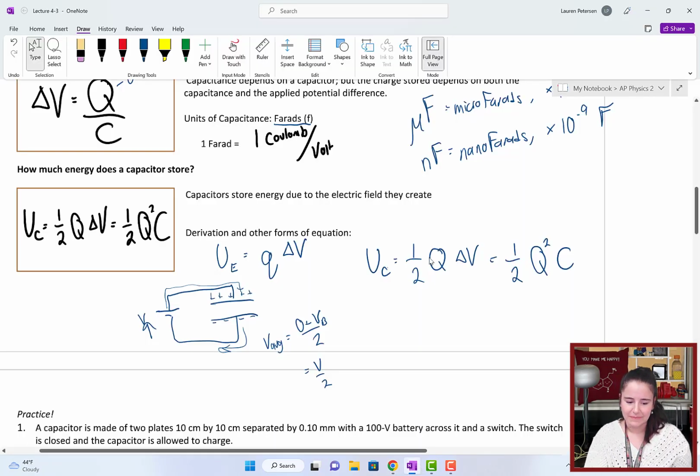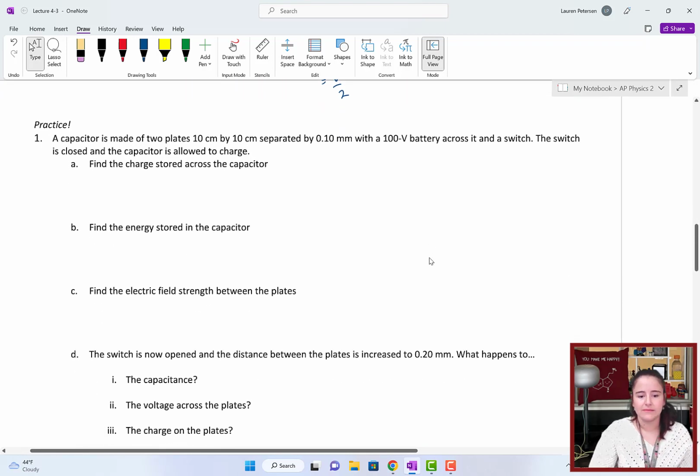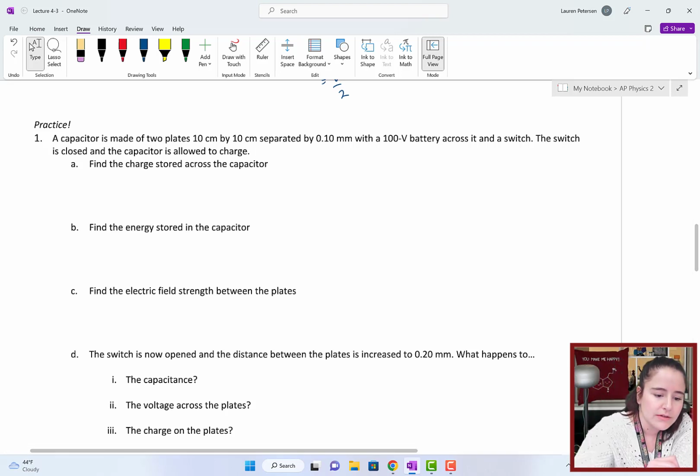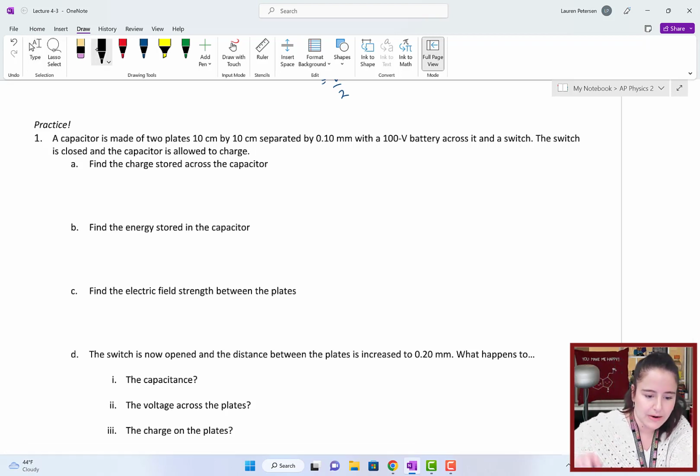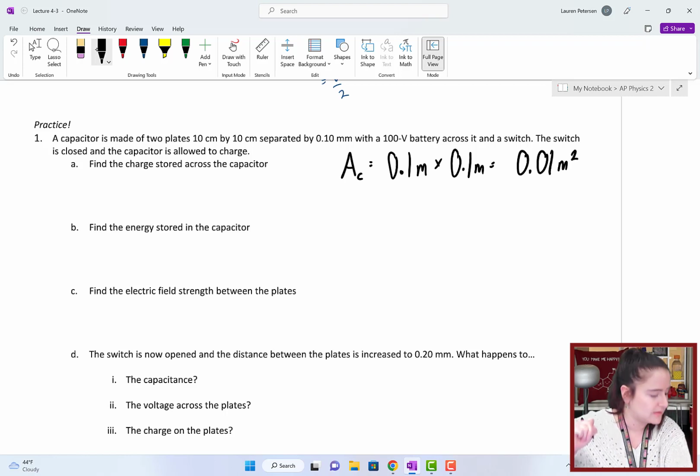Now, let's go ahead and apply it. Okay, we have a capacitor made of 2 plates, 10 centimeters by 10 centimeters. So let's go ahead and write down everything they give us in the problem. We have a capacitor where the area is 10 centimeters by 10 centimeters, so 0.1 meter by 0.1 meter, or 0.01 meters squared.